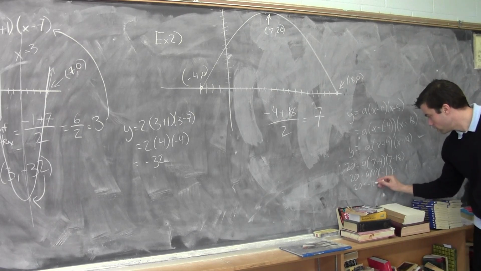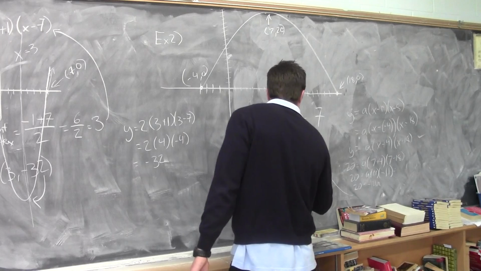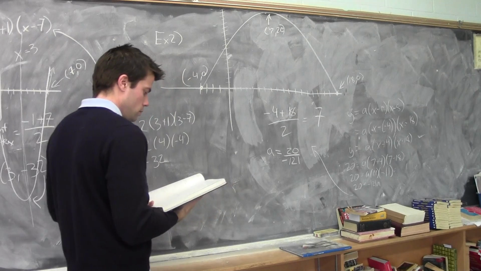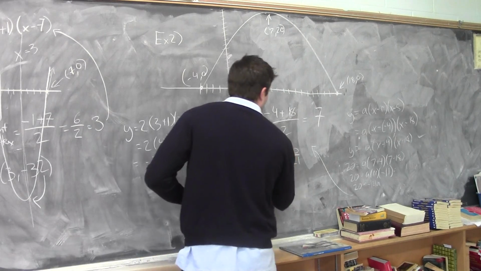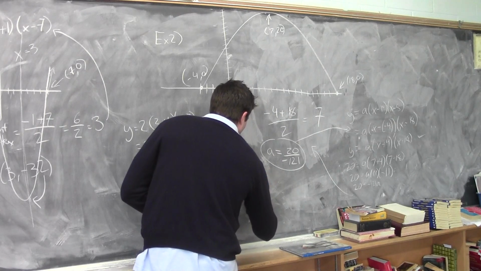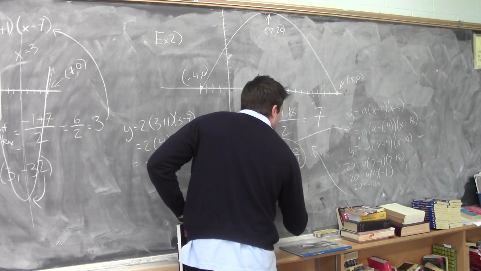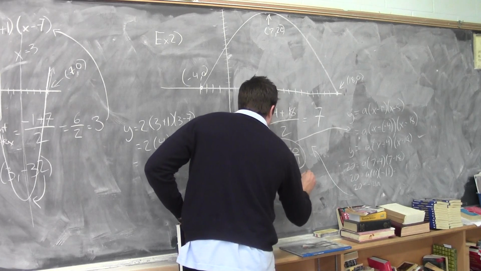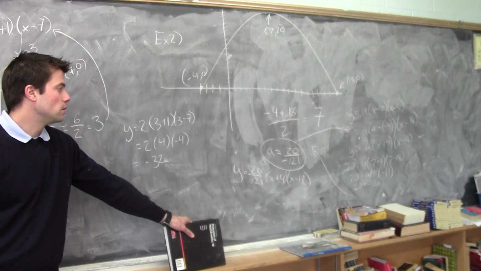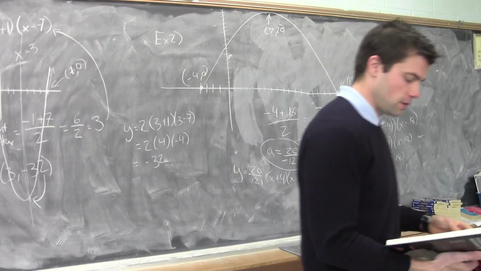Negative 121, a is going to be equal to 20 divided by negative 121. So our final equation then becomes, we have a, plug a back into here. Okay? Any questions there? All right. Good. That's the end.